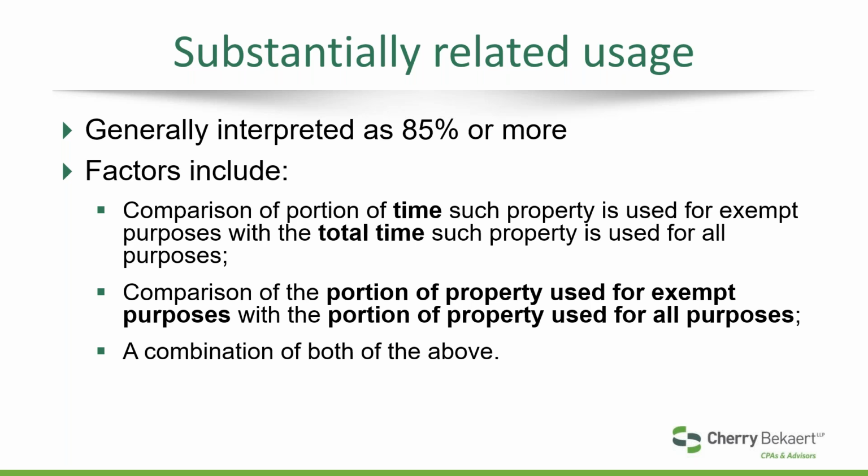So, for example, if you have an office space that the organization is using and they have a ballroom, and sometimes they rent out the ballroom, you would want to take into account not only the square footage that is being used for unrelated purposes, but also the time, how many days in the year, or even how many hours sometimes for certain organizations is the property being used for related versus unrelated purposes. So you may sometimes need a combination of both factors in order to come up with that percentage.